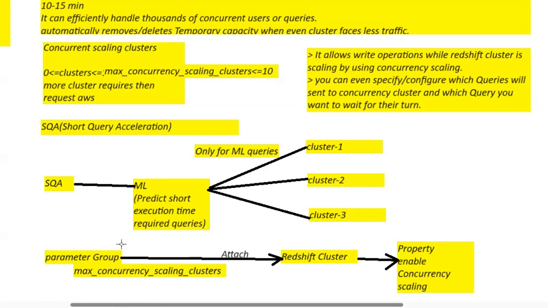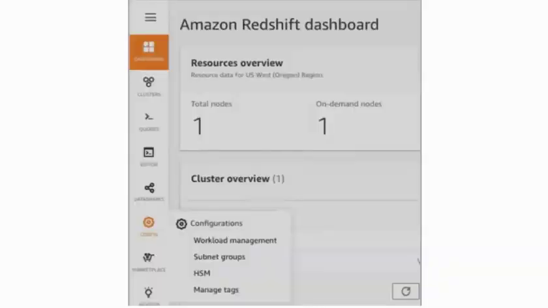At first, what do we need to create? We need to create a parameter group and provide the max concurrency scaling. So let's do that first. To create a parameter group, first open your Redshift dashboard. It will look like this. Here you can see config, the full form being configurations. Here you can see workload management, right? Just click on it so that you can get to the parameter group. Now I'm clicking on workload management. Let's see which page you will be redirected to.